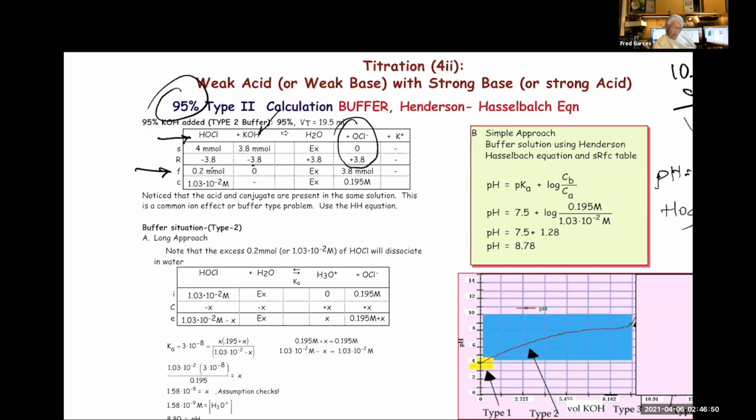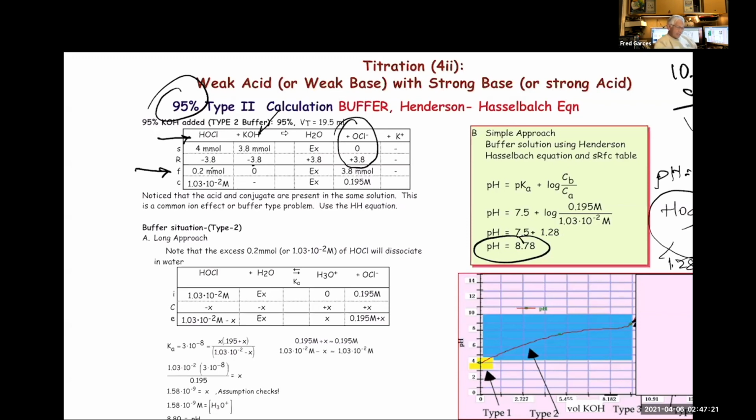And the log of that ratio is 1.28. So if we add 1.28 to 7.5, we get 8.78. That is the pH at 95% of the equivalence point, which is 9.5 milliliters. 9.5 milliliters is going to give us a pH of 8.78.